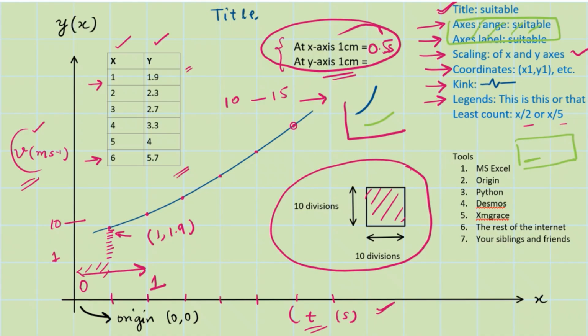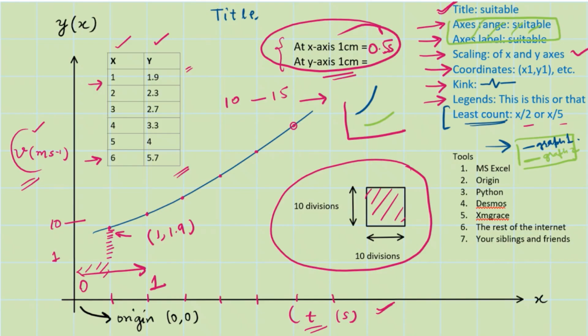I mark the symbol or things that represent that data set. So here green color represents graph 2, so I mention here graph 2, and the blue represents graph 1, so I mention here graph 1. So these things are called legends. And then there's stuff people call least count.